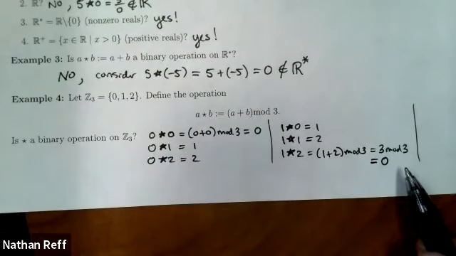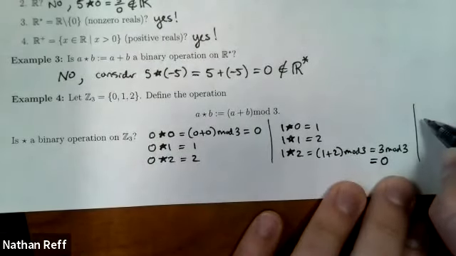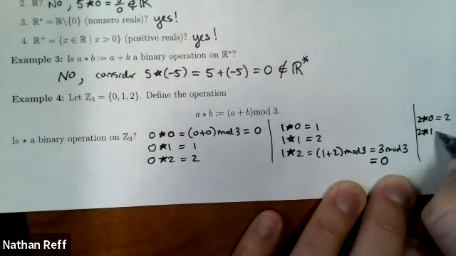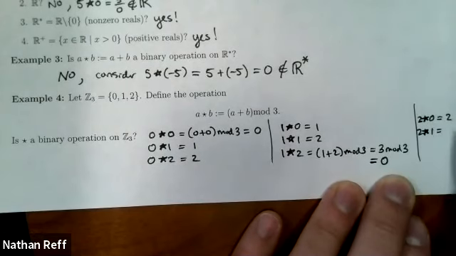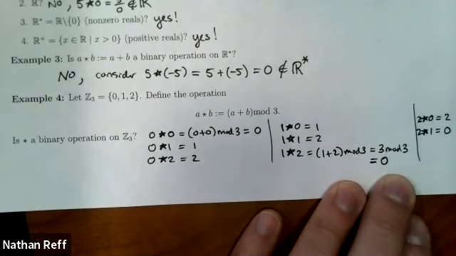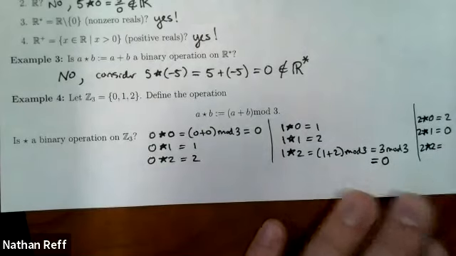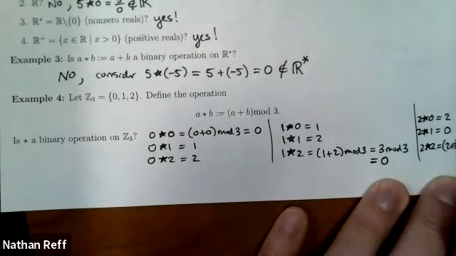Okay. All right, let's go on to 2. 2 star 0 is 2. 2 star 1 is 2 plus 1 modulo 3, which is 0. Okay, and then finally, what's 2 star 2? This is 2 plus 2 mod 3.